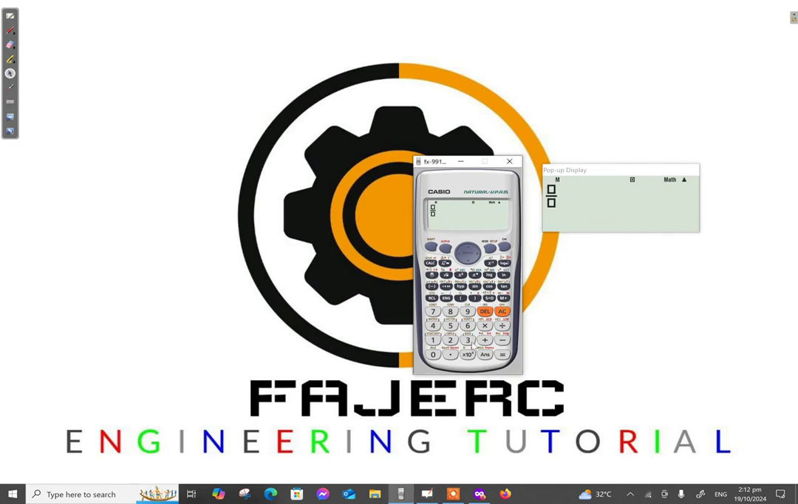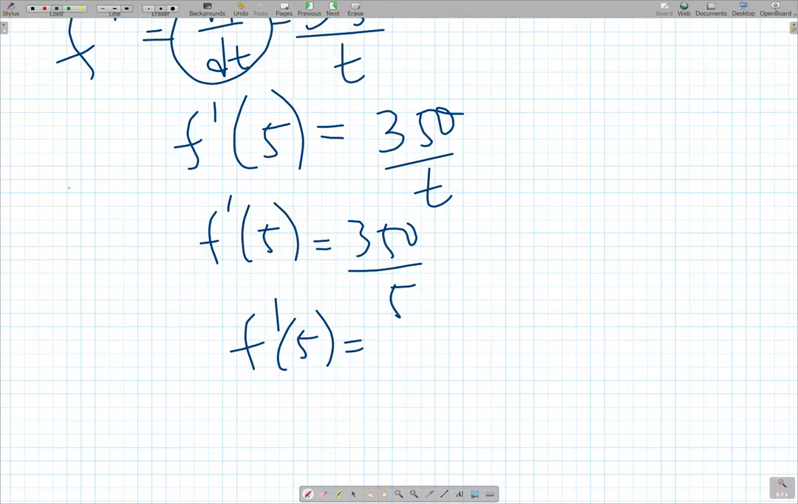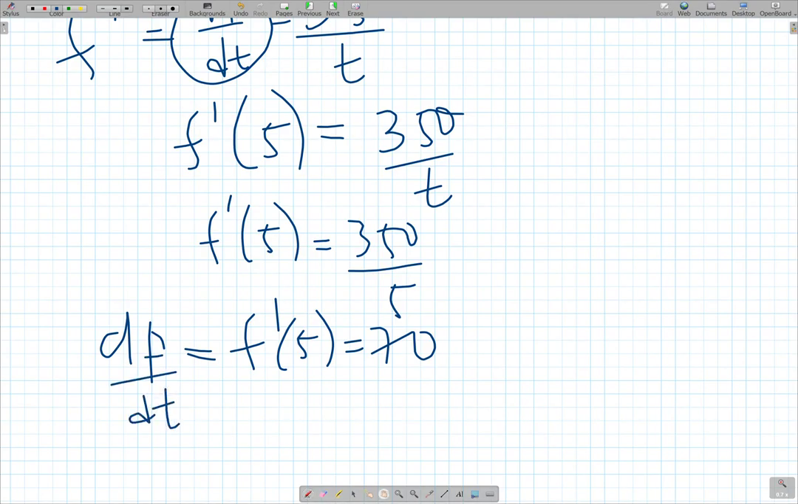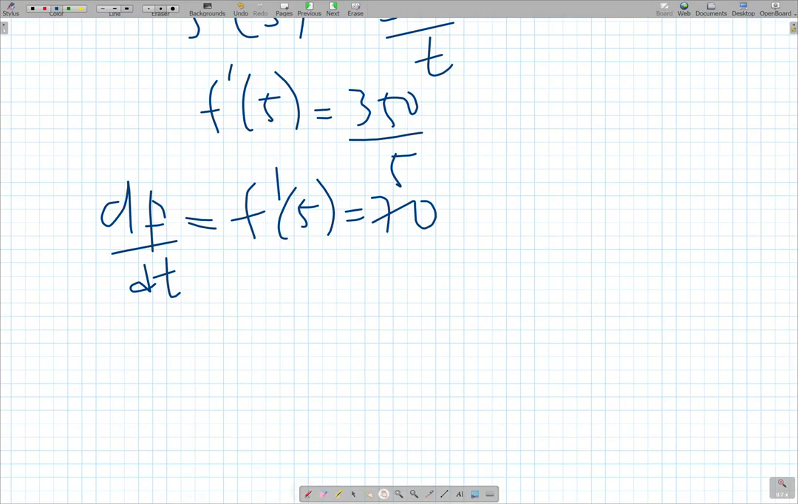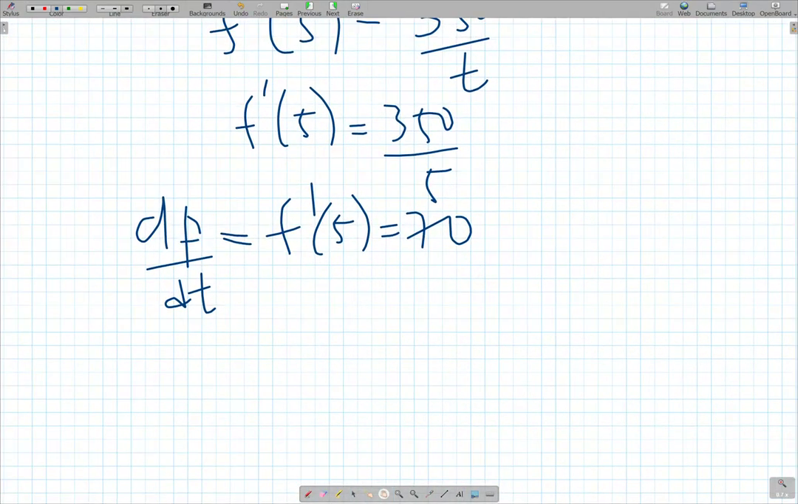Right? 350 over 5 equals 70. Okay, so 70. Ano kaya ang unit? O, para maintindihan mo ang unit, kasi ang F prime, that is df over dt. Okay? So, the unit is F prime.